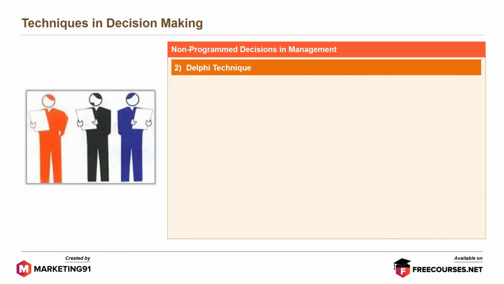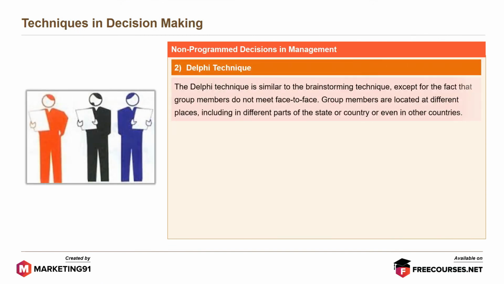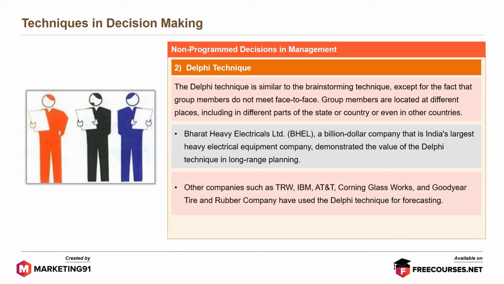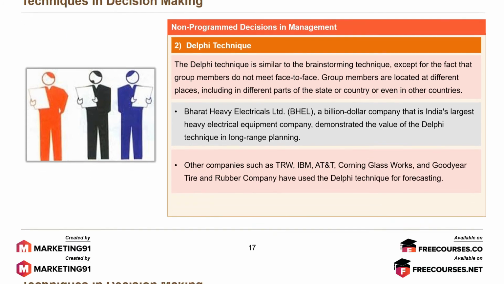The second technique in decision-making is the Delphi technique. The Delphi technique is similar to the brainstorming technique, except for the fact that group members do not meet face to face. Group members are located at different places, including in different parts of the state or country or even in other countries. Bharat Heavy Electricals Limited, BHEL, a billion-dollar company that is India's largest heavy electrical equipment company, demonstrated the value of the Delphi technique in long-range planning. Other companies such as TRW, IBM, AT&T, Corning Glass Works, and Goodyear Tire and Rubber Company have used the Delphi technique for forecasting.